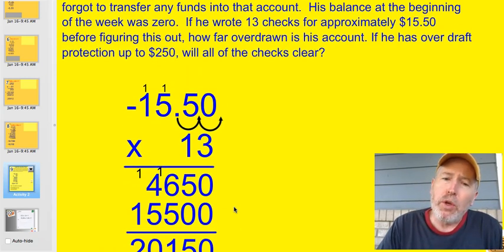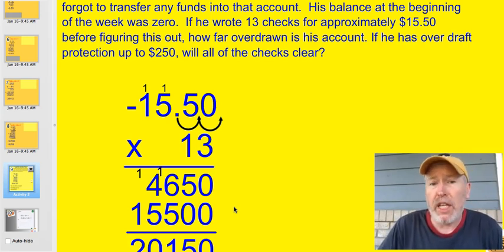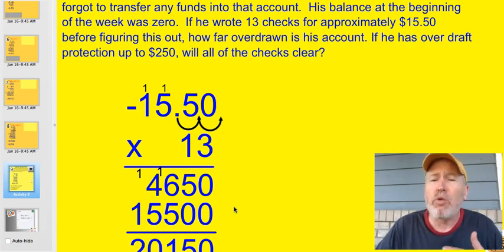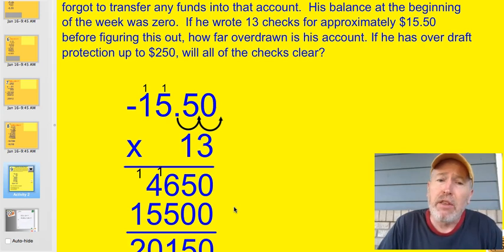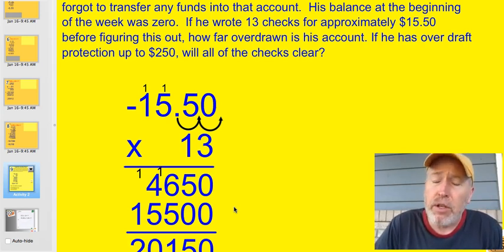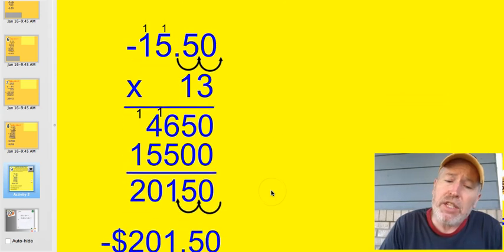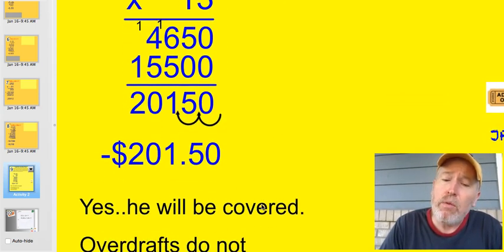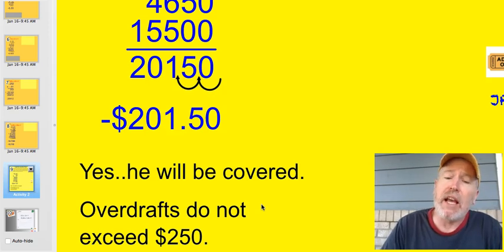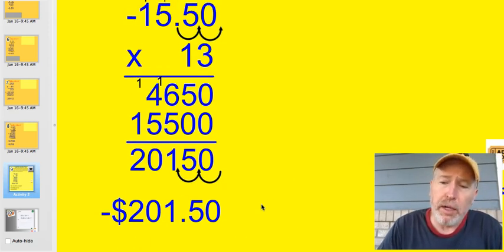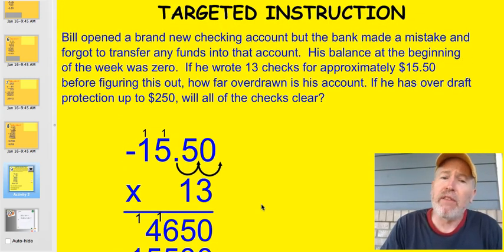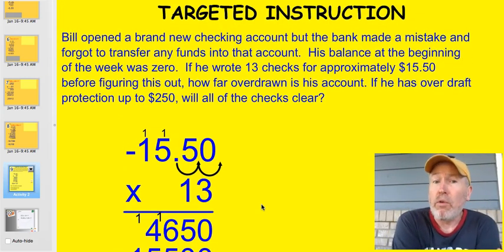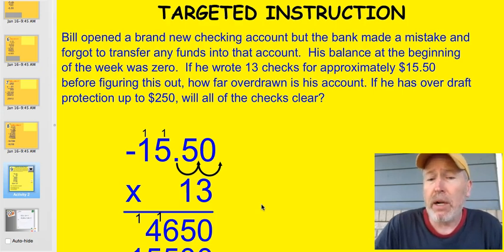Well, what banks will do is oftentimes they give you overdraft protection. In other words, if you forget to transfer money or you run out of money in your checking account, you have money in your savings account, they'll protect you up to a certain amount. In Bill's case, they'll protect him up to $250. So yes, this negative number is less than $250, so he will be covered. The overdrafts don't exceed that $250, so his checks will all clear. But remember, a checking account is kind of like a credit card account, but instead of running it through a third party, the money actually comes out of your checking account, your bank account.